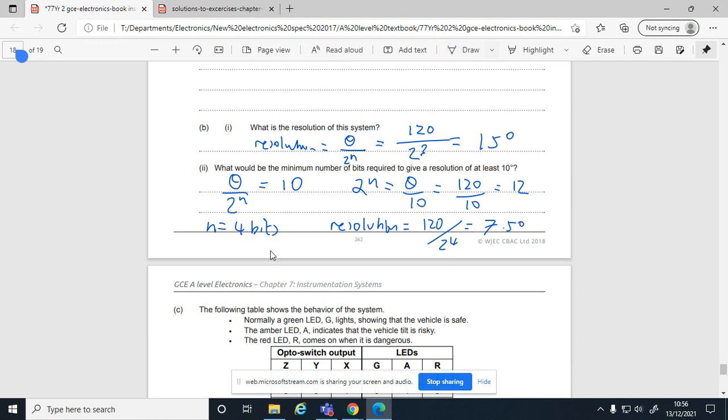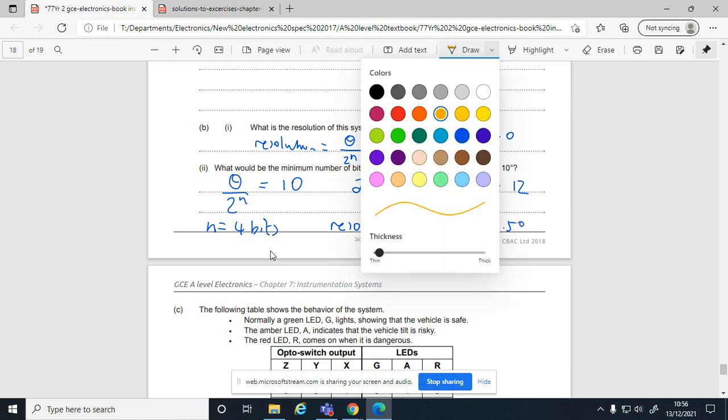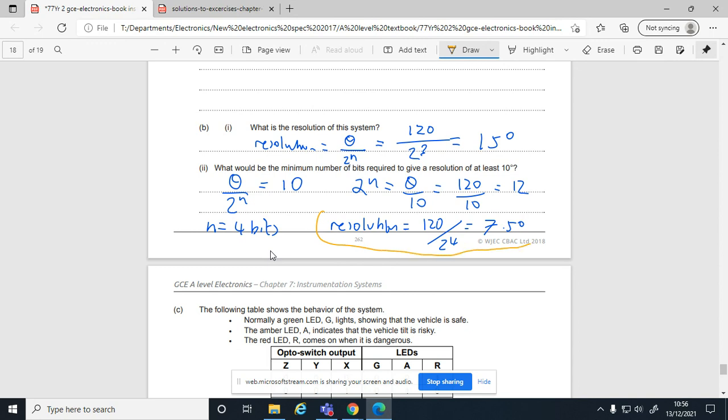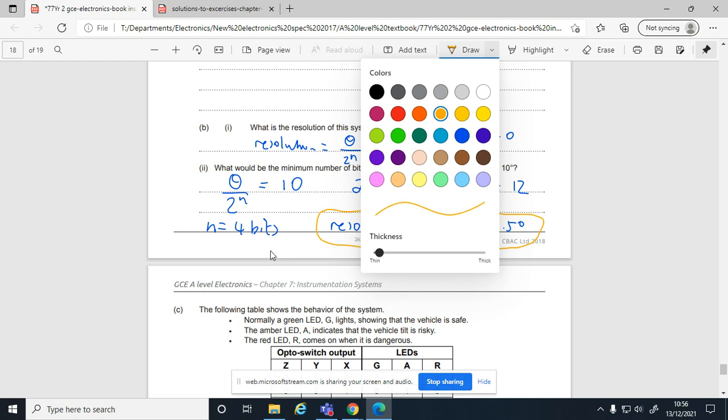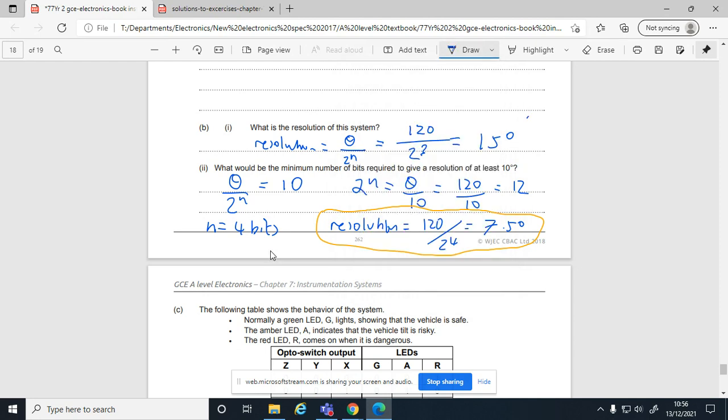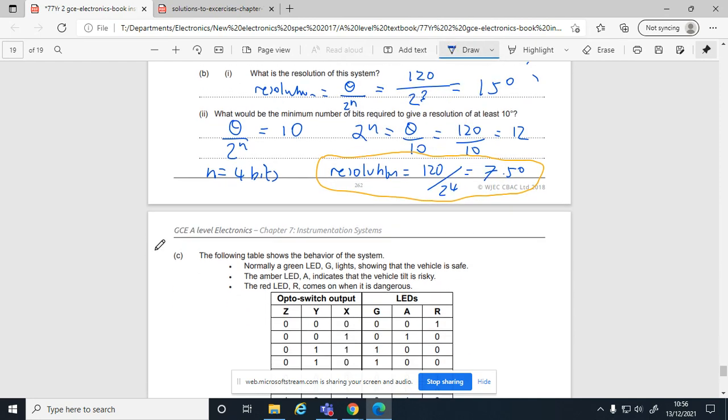So just make that in a different colour, just so you can see. There we go. So actually, I think it should say maximum of 10 degrees, not minimum of 10 degrees. So I think they've kind of made, as they usually do, a mistake in this.